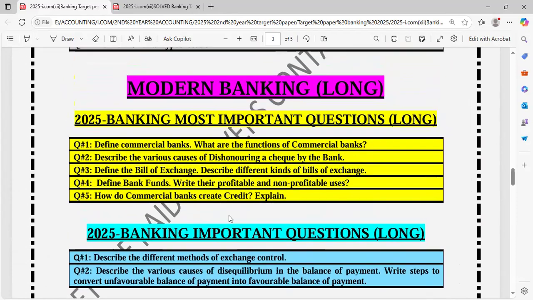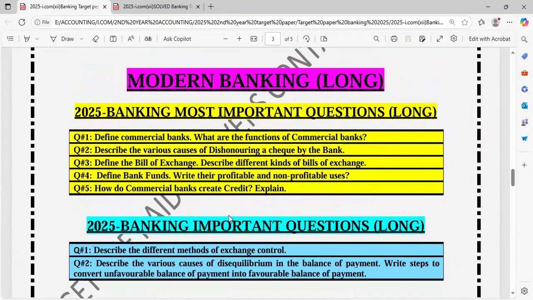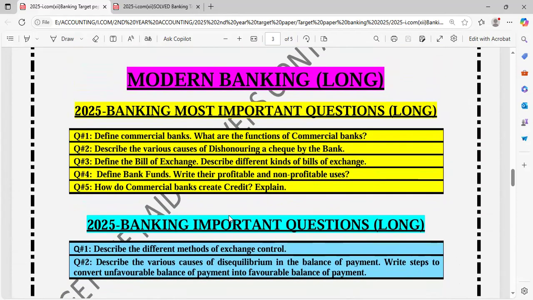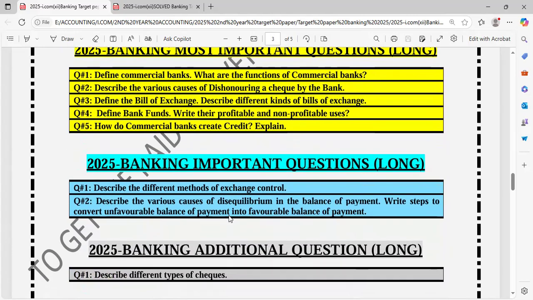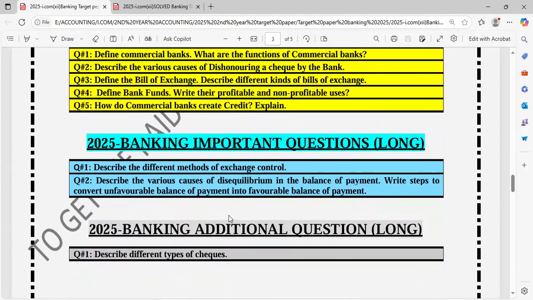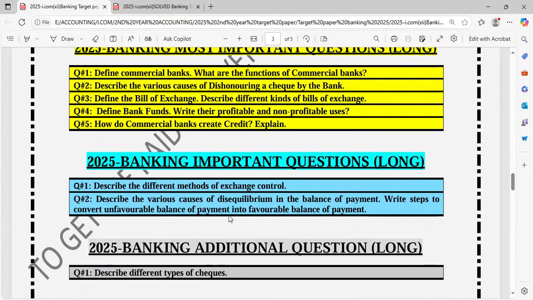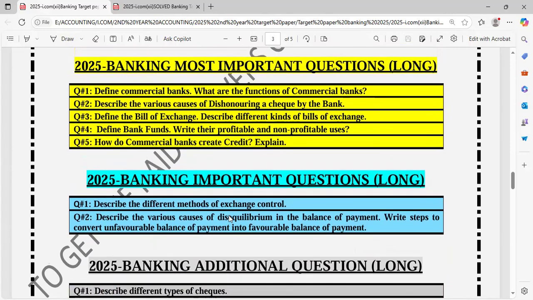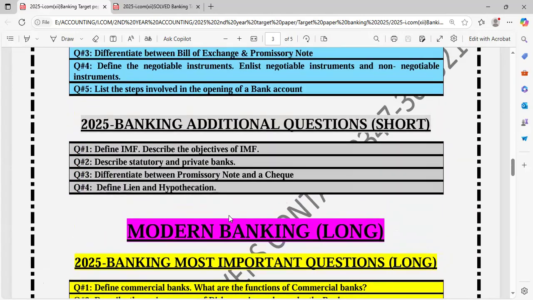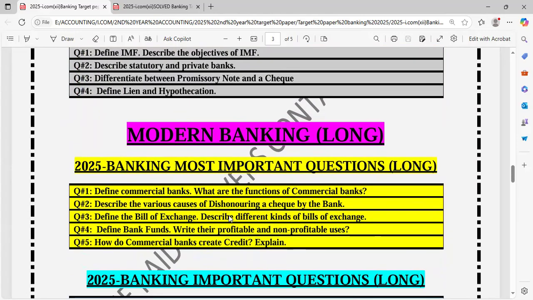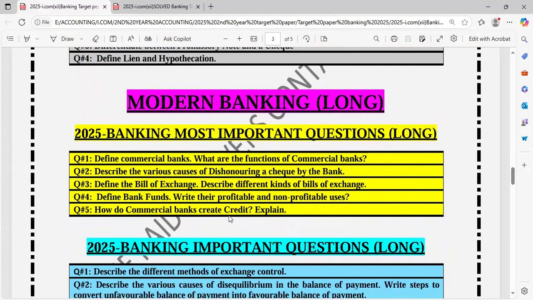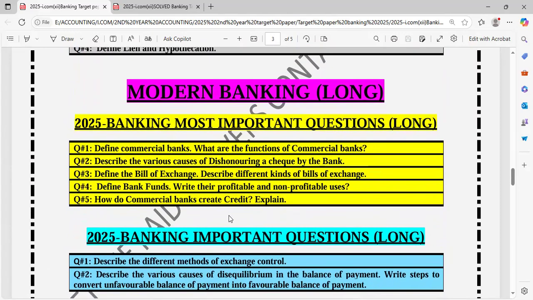Then we have descriptive questions and answers. The first questions are most important. I gave 5 questions in this part in yellow color. Then we have important questions, which are 2, and the additional one is 1. So it looks like 8 questions. In total you have to learn only 30 questions. You will get, inshallah, more than 65 marks.